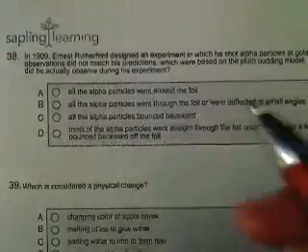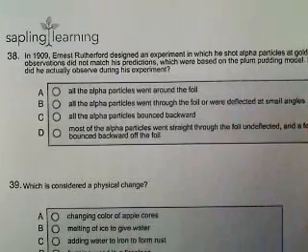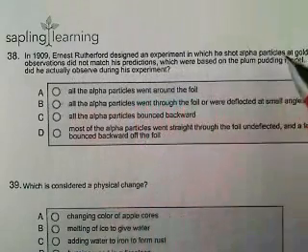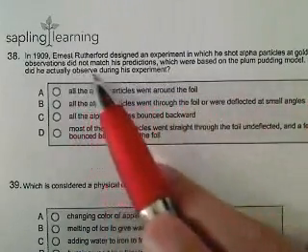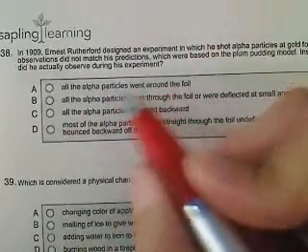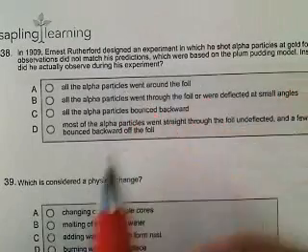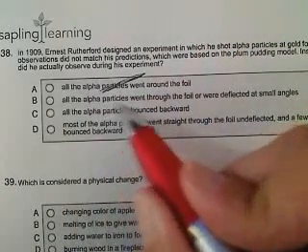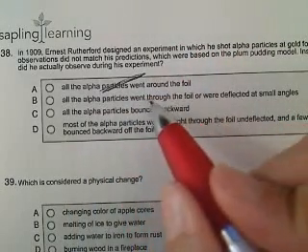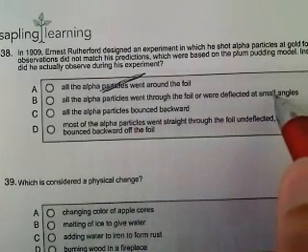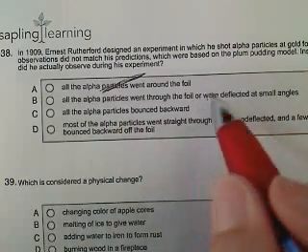Alright, 38. Rutherford designed an experiment in which he shot alpha particles into a gold foil. His observation did not match his predictions, which were based on the plum pudding model. Instead, what did he actually observe during his experiment? Okay. We know that all of the alpha particles went around the foil, we know that's not true because we know that some of the alpha particles actually went through the gold foil. So that's not true. All alpha particles went through the foil or were deflected at small angles. That one we know to be true.